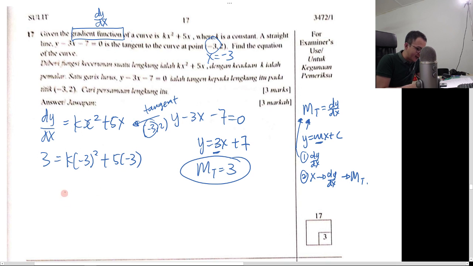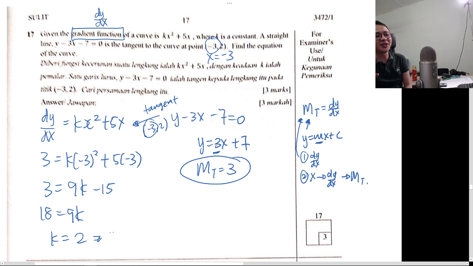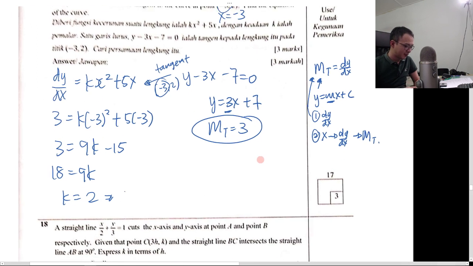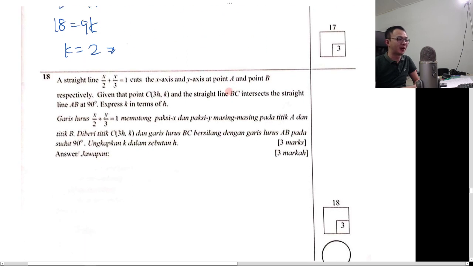Then I can get my k easily. So this is 9k minus 15. So this is 18 equals to 9k. Then your k equals to 2. Right, this kind of differentiation question is not difficult, but at least you need to understand what it is. Alright, so yeah, you have gradient of tangent and gradient of normal. You have two different types of gradient here. Okay, so you're going to move on to the next one if you have no problem.